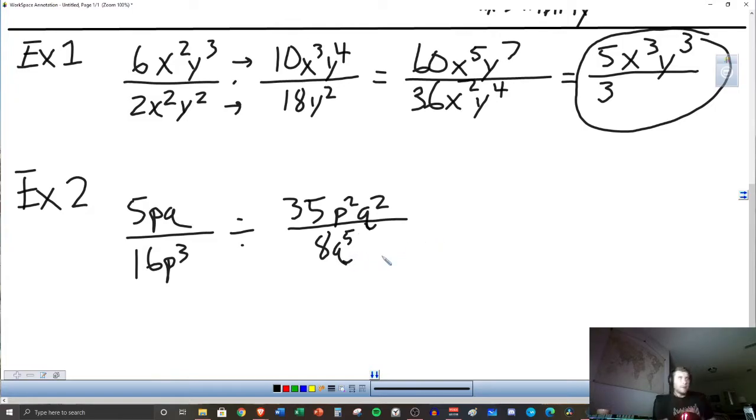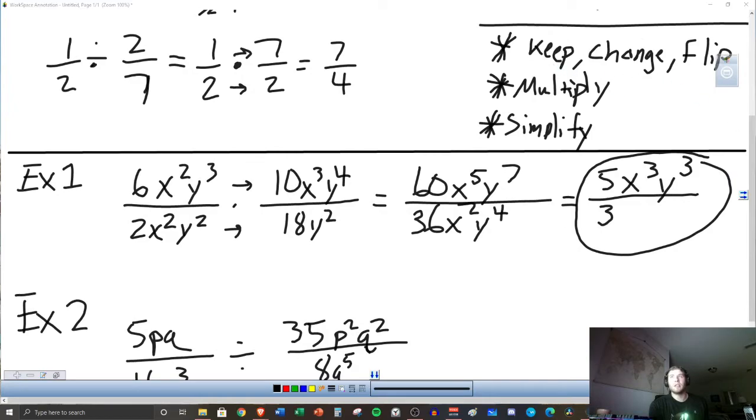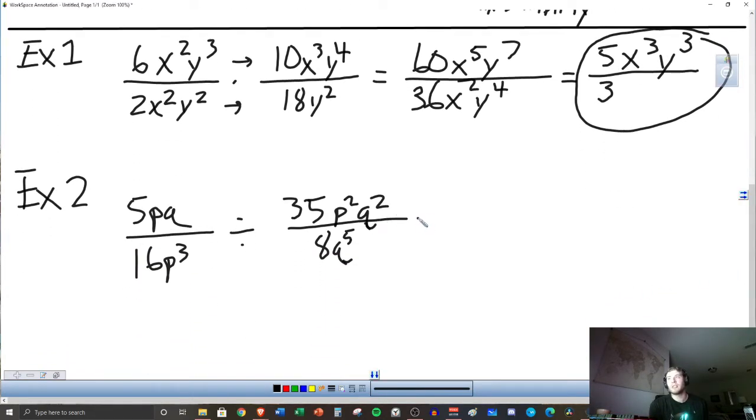Okay, so we have a division problem, and we remember what we wrote up high is keep, change, flip. That's still going to remain the same. All we're doing now is just throwing more variables in this, making it a little more challenging, but not too bad. Like, if you did good on the simplifying, you should be fine here. So keep, change, flip. We're going to go ahead and do that. So keep the first one the same.